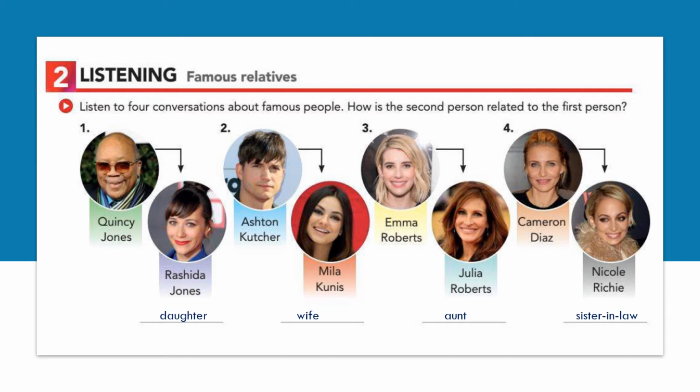Rashida Jones is Quincy Jones's daughter. Mila Kunis is Ashton Kutcher's wife. Julia Roberts is Emma Roberts' aunt. And Nicole Richie and Cameron Diaz are sisters-in-law.